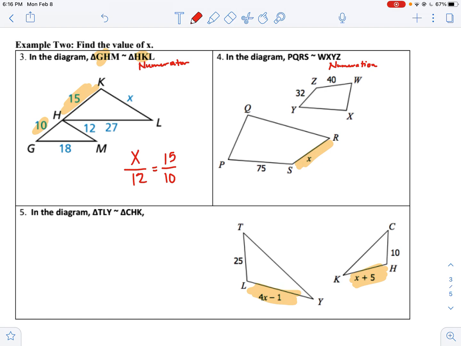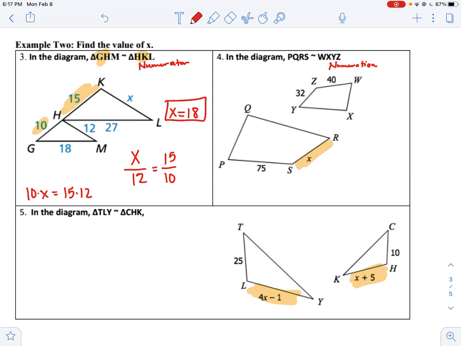And then what you can do from here is just cross multiply. So I would set up 10 times x equals 15 times 12. That is 150 plus 30, 180, and 180 divided by 10 gives you that x is 18. Okay, why don't you practice setting up your proportions? So pause the video, set up your proportions, and then unpause, and check your work.